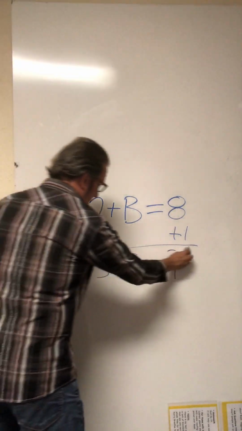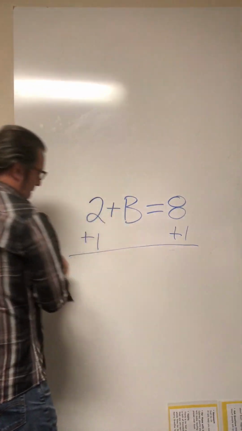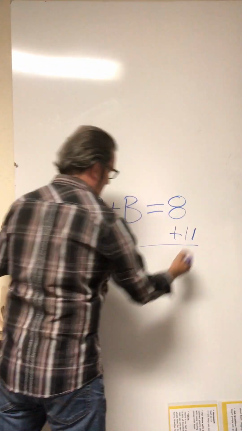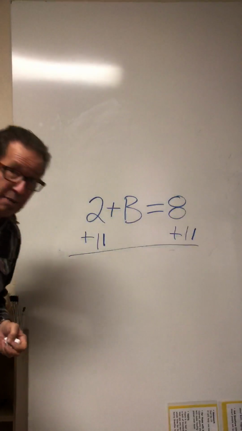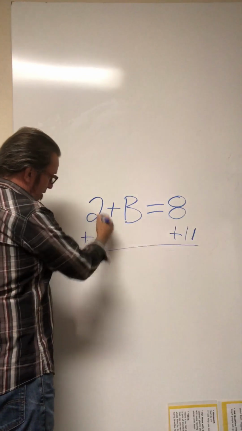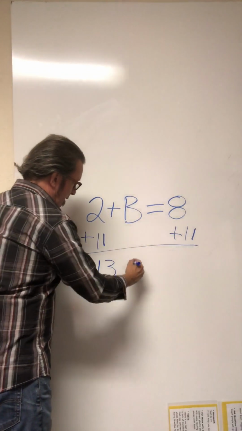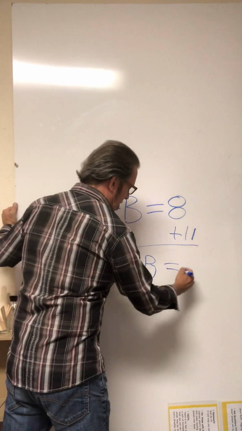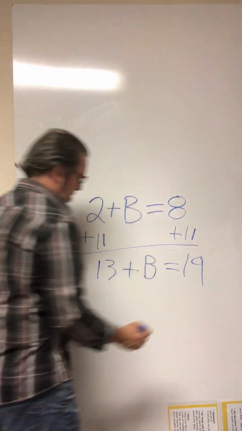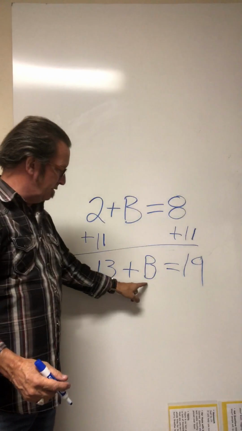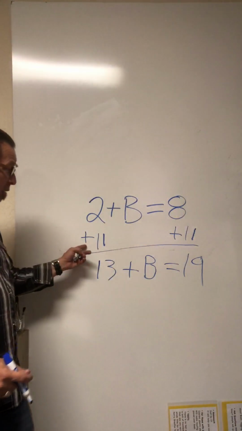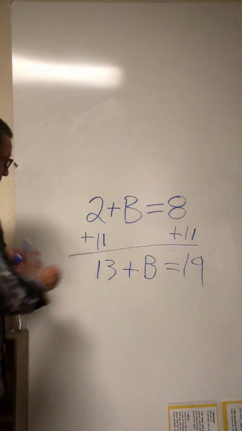I wonder what happens if I add 11 to both sides. What would that be? Well, right here, we'd get 13 plus b equals 19. Well, what's 13 plus 6? 13 plus 6 is 19. So I can do whatever I want here as long as I do the same to the other.